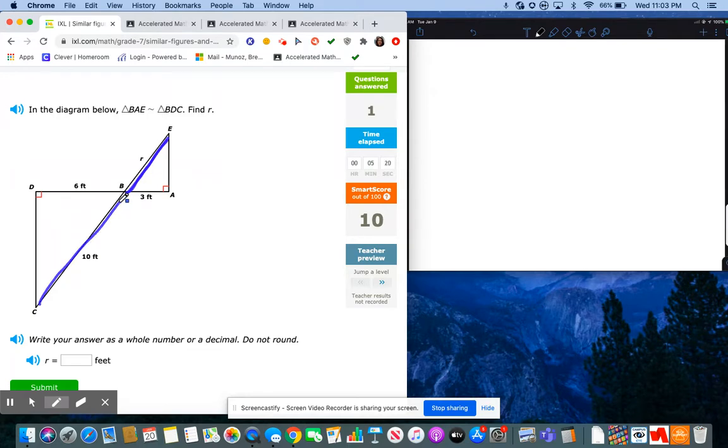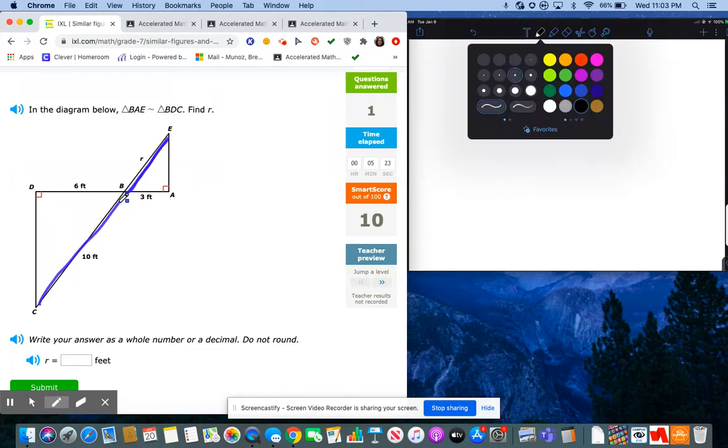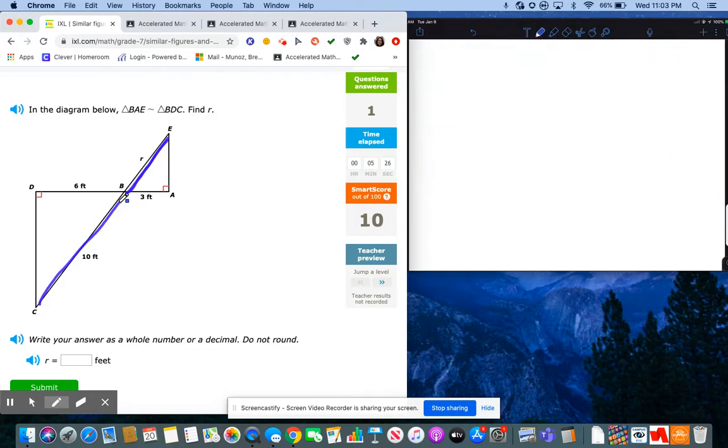So I'm going to set up a proportion here. I'm going to use the blue, and start with the large triangle at the bottom. 10 corresponds to R, and then I'm going to pick 6 here. It's a little crooked. Sorry, this looks terrible. Okay, I'm going to try again.